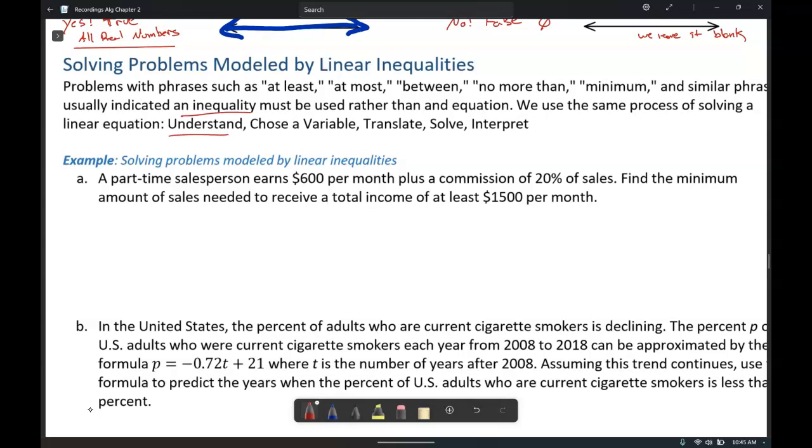We'll first understand what the question is asking for, what's being modeled. We'll choose our variable. We'll translate our statement into a linear inequality. We'll solve and we'll interpret our answer. So let's take a look at two examples.